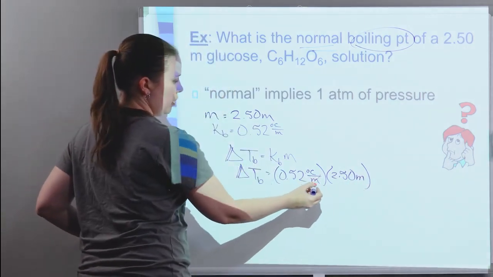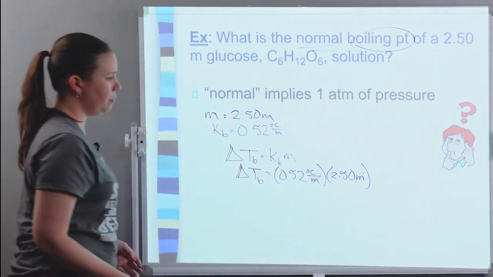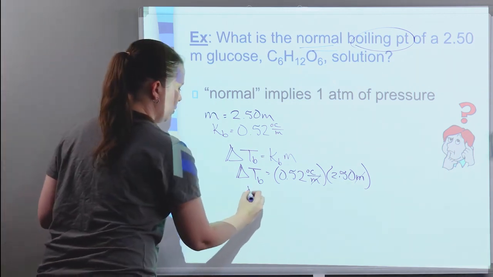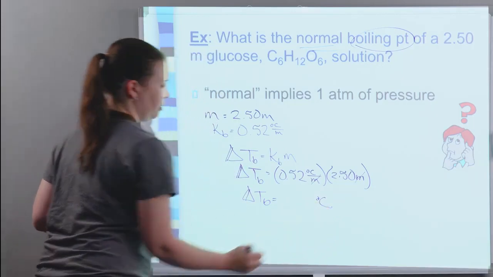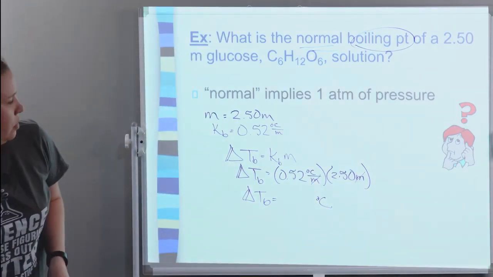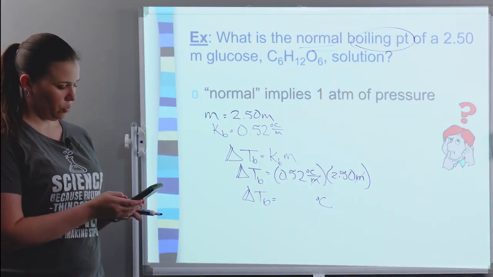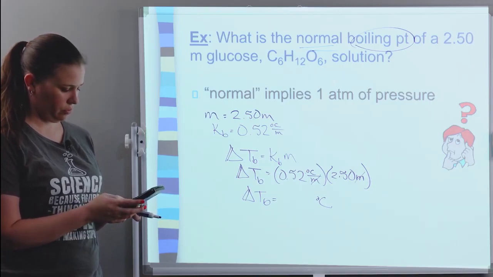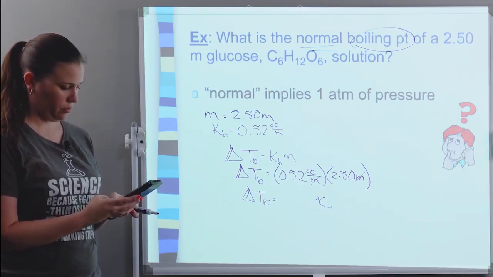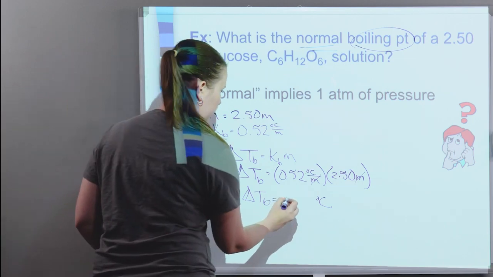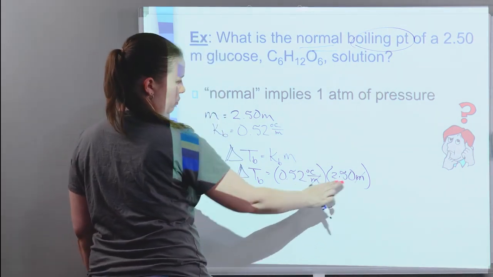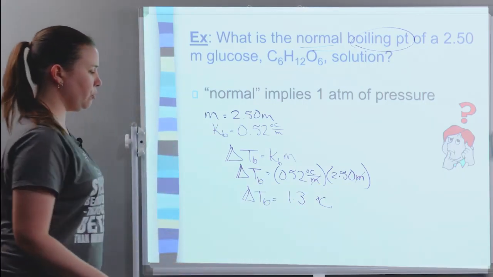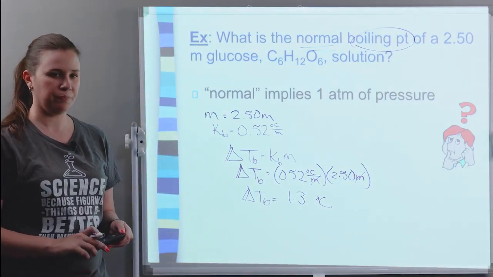Notice the units, molality on the bottom, molality on the top, and my answer for delta TB is going to have the units of degrees Celsius. So what is 0.52 times 2.5? I get 1.3. This is multiplication, and so we've got 2 significant figures versus 3. So I'm going to go with 2 significant figures for my delta T.